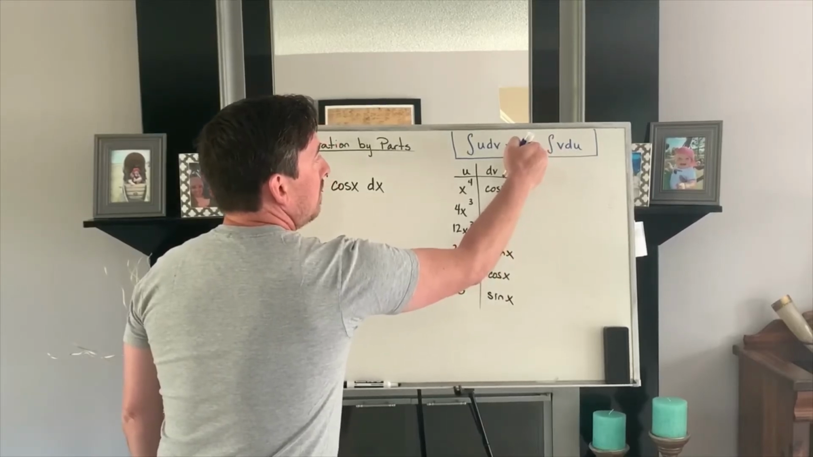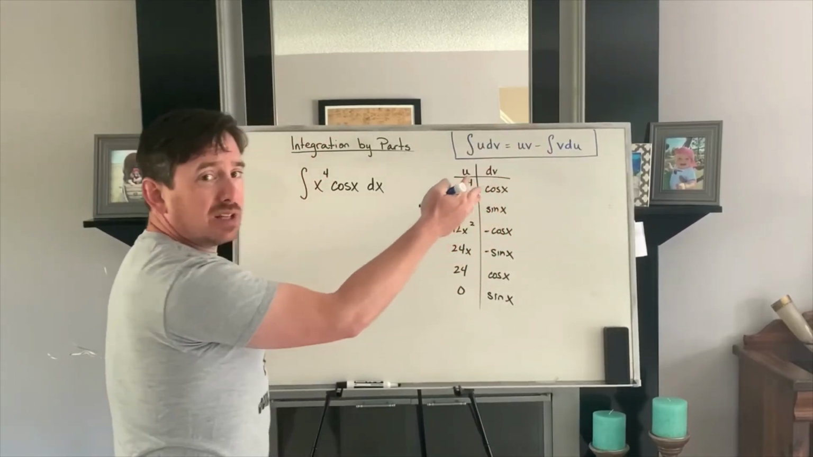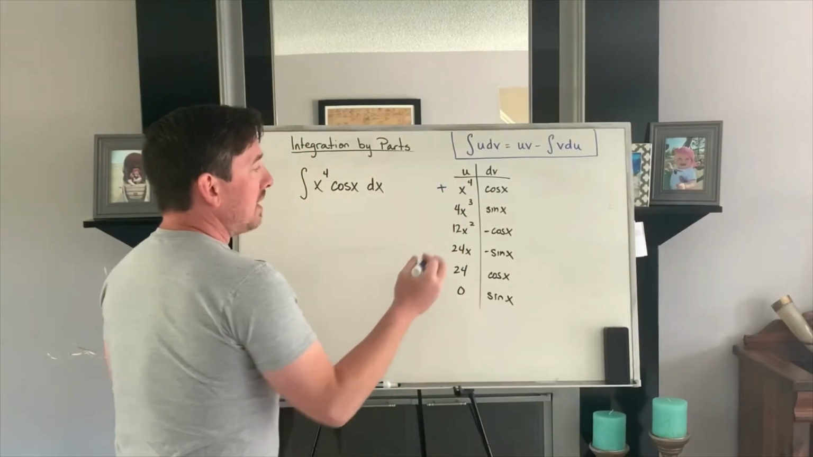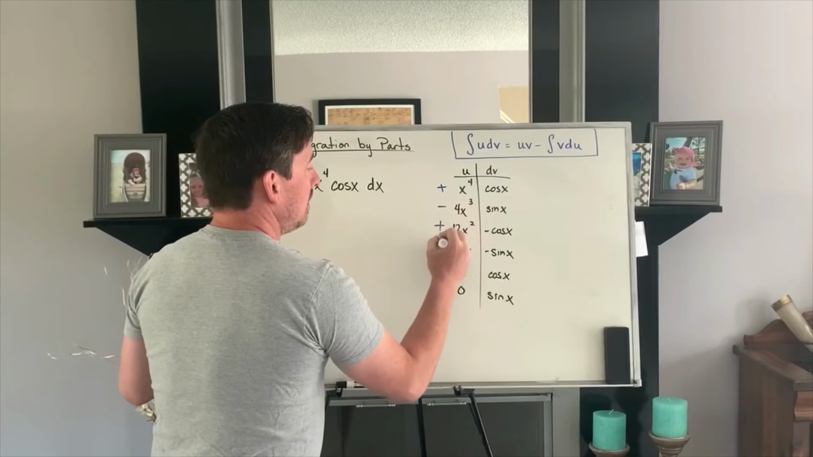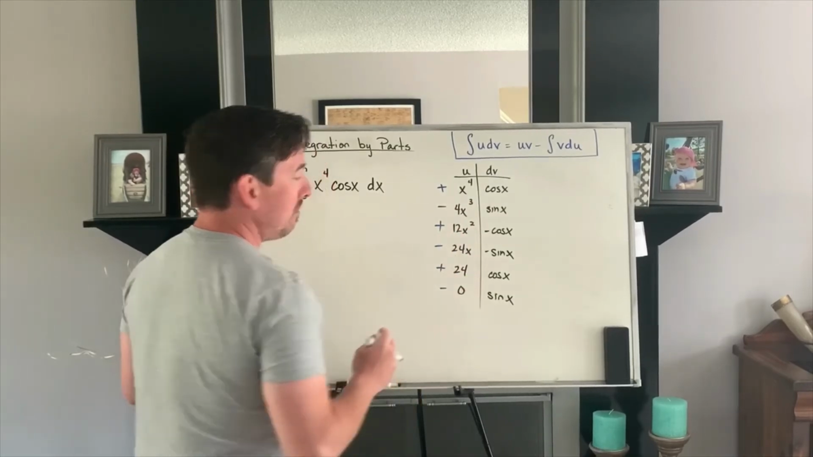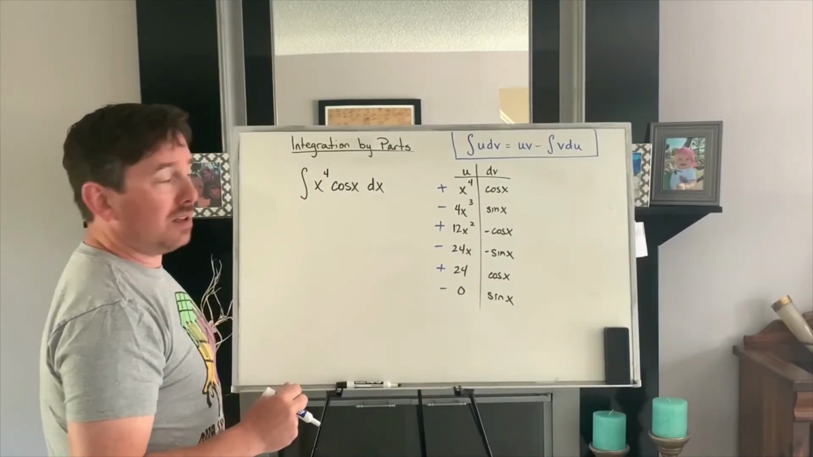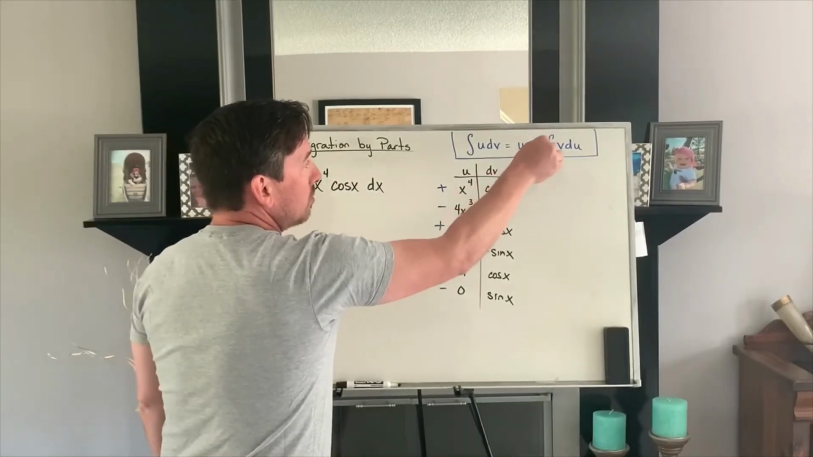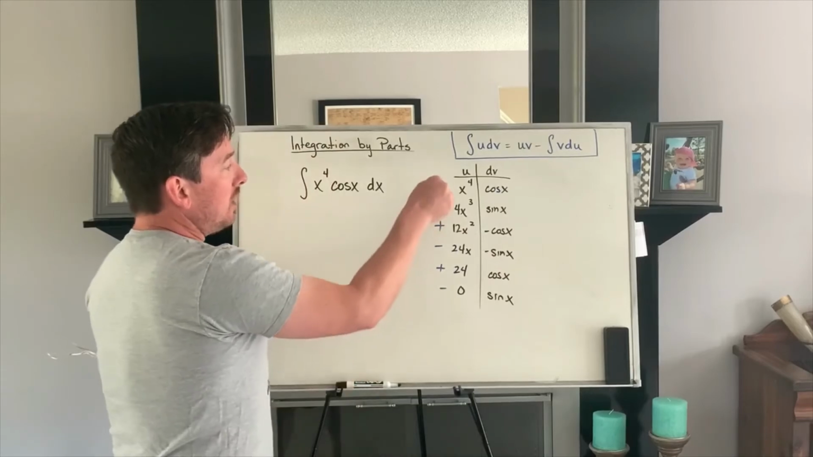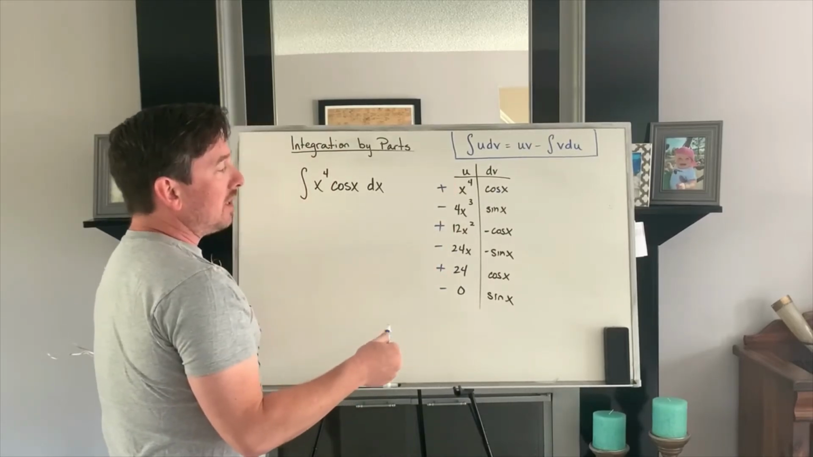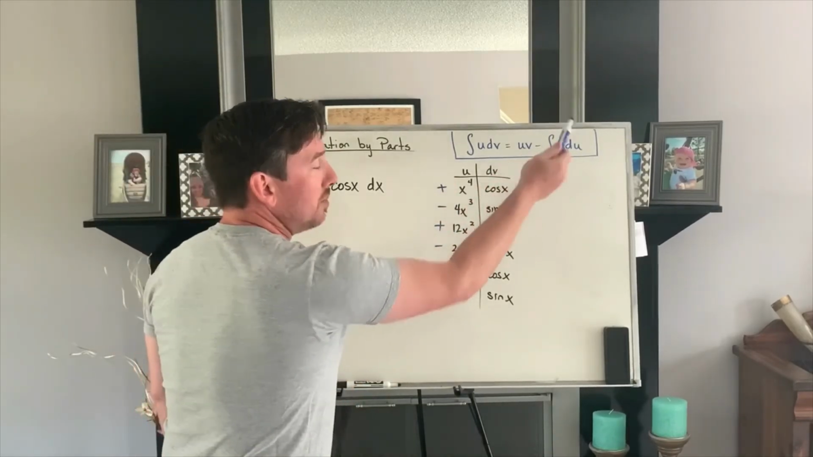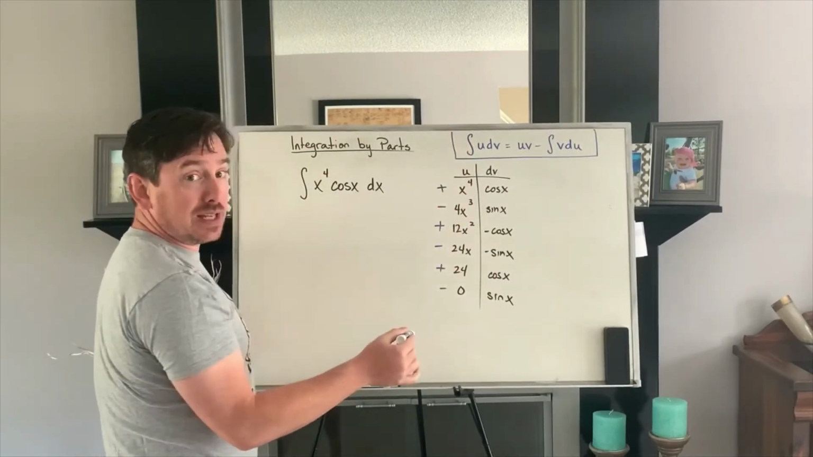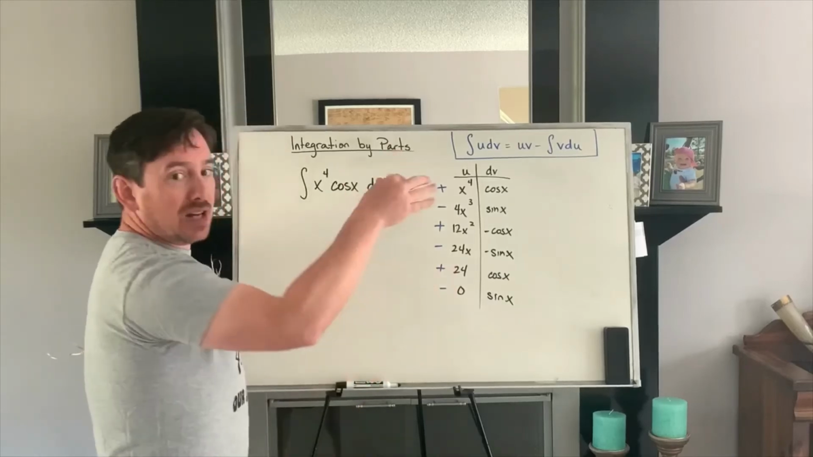Now the other weird thing is, because of that minus sign right there, I want to start with positive and then alternate my signs. Because we're subtracting this integral, alternating the signs down here on the left is basically us distributing that negative through. So start with positive and then just alternate signs all the way down. And then you're going to match up the pieces.